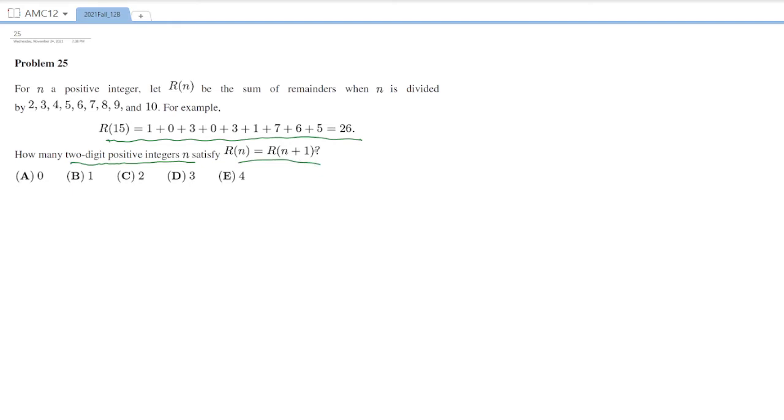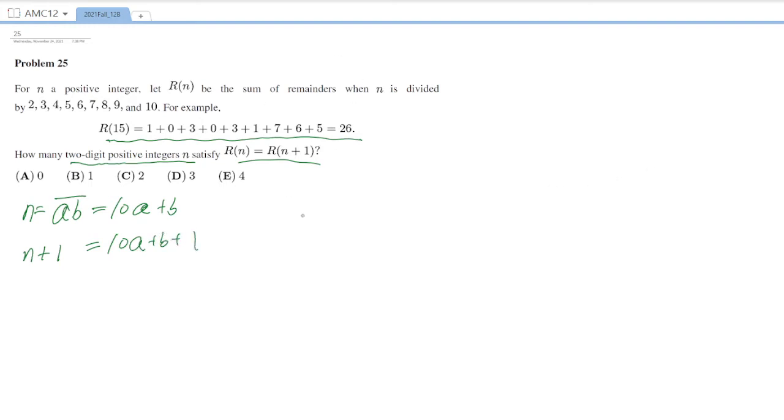I didn't get any clue yet. So the first thing is two digits, so I want to write n as 10a plus b. Then n plus 1 can be represented by 10a plus b plus 1.